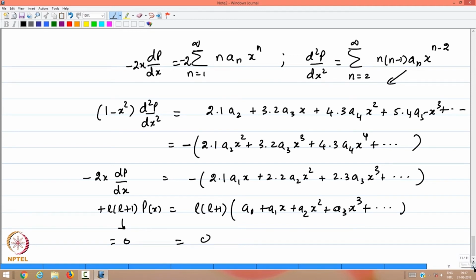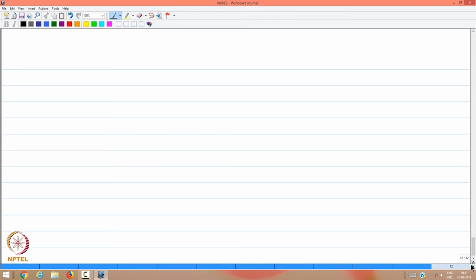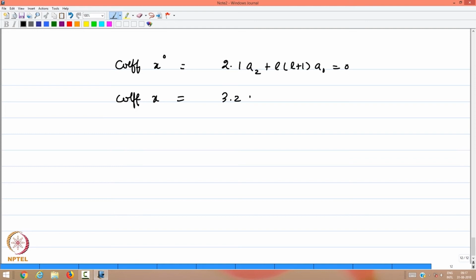And so, let us write the first coefficient that we need to know, the coefficient of a0. Coefficient of x raised to 0 is going to be 2 times 1 a2 plus L into L plus 1 a naught is equal to 0. And likewise, coefficient of x is going to be 3 times 2 into a3 plus L into L plus 1 times a1 minus 2 times 1 a1 is equal to 0.